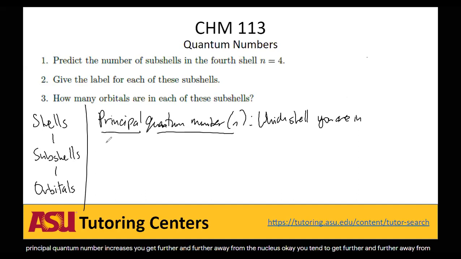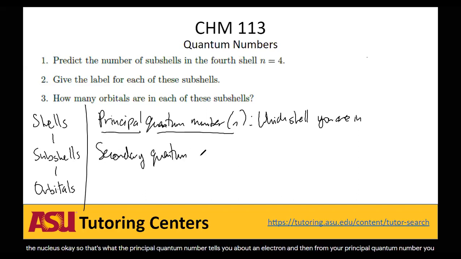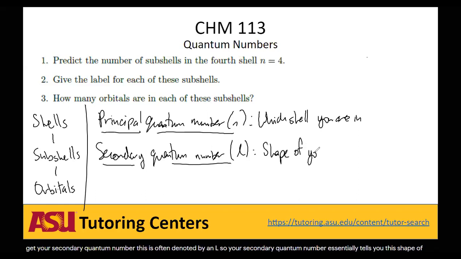And then from your principal quantum number, you get your secondary quantum number. This is often denoted by an L. Your secondary quantum number essentially tells you the shape of your subshell. So you have a shell, you know the general area that your electron exists in. But within that shell, there are certain regions that your electron can exist in particular. So the idea here is, in our case, we have n equals 4, right?